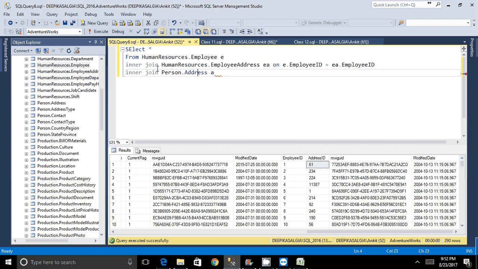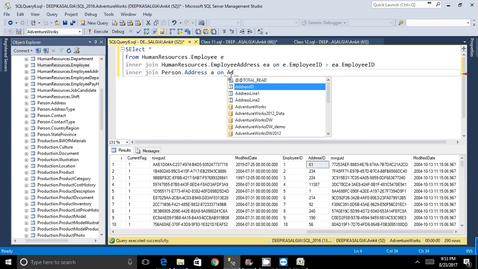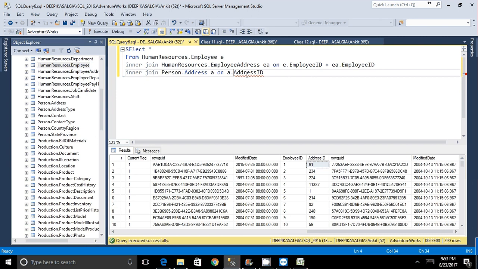You already have the first table. You have the second table. What do you need to do in order to join? You're going to say, for a joining clause, on address ID. What do I say for address ID? Just say a dot address ID equals ea dot address ID. Thank you. Yes, that's it. EA for employee address. EA dot address ID. Yep.